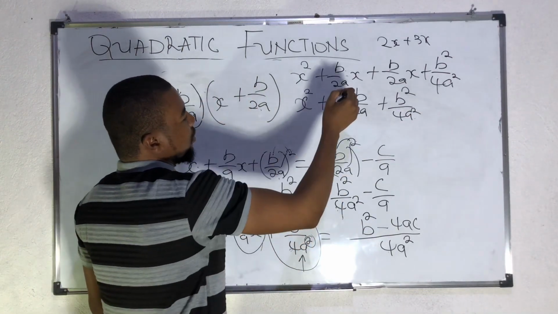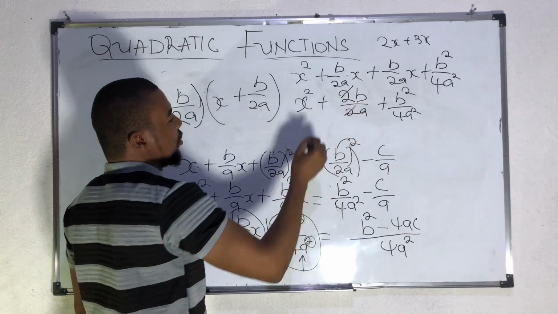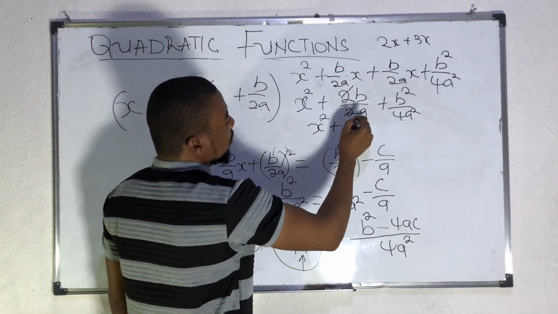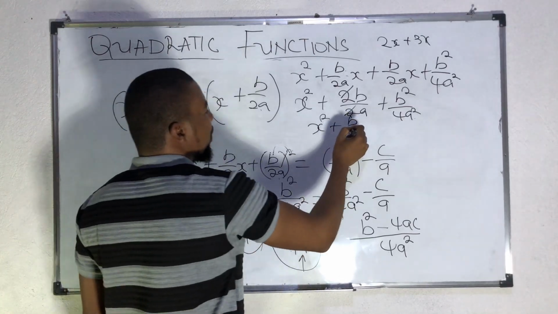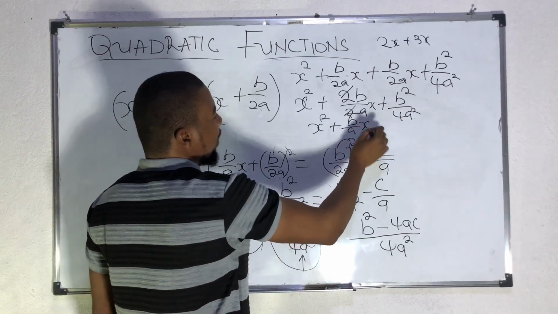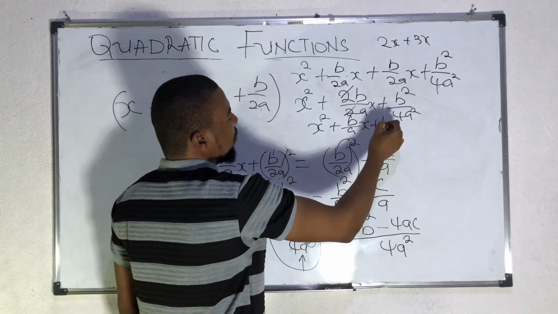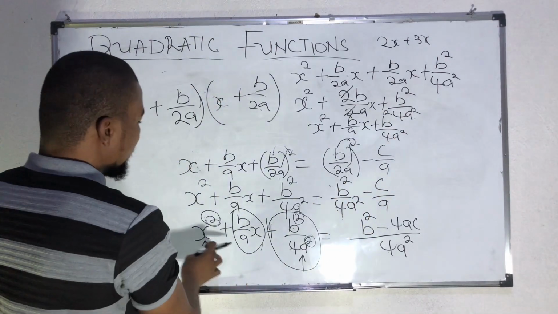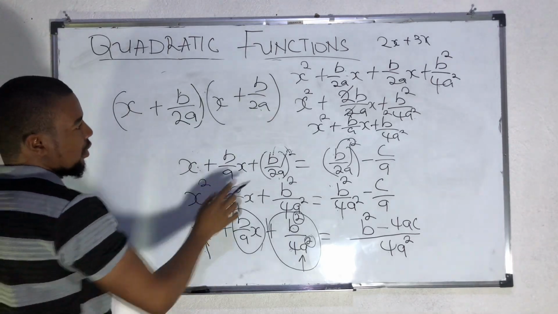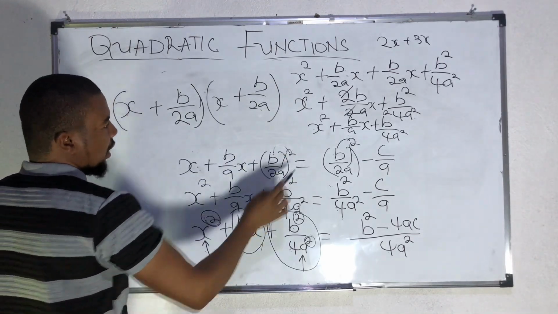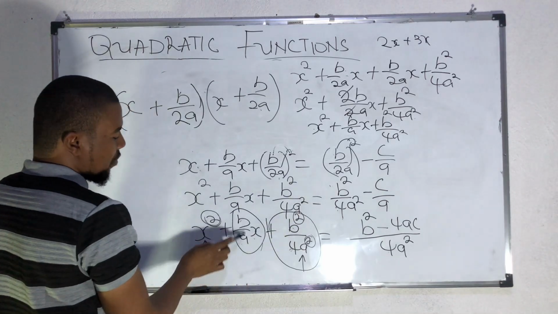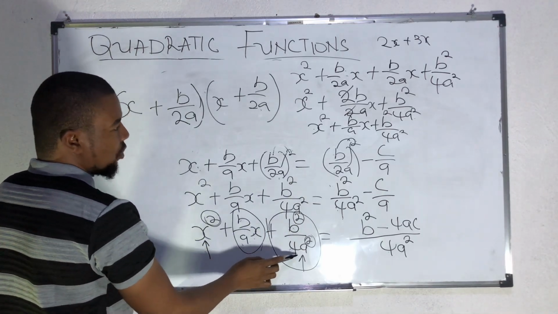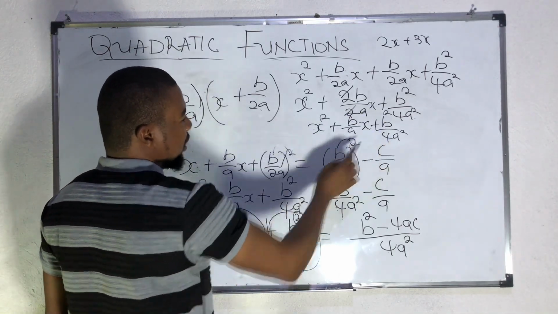Okay, now if you look at this, the 2 and the 2 can cancel. What do you have left? x squared plus b over a x, plus b squared over 4a squared. And this is also the same thing that we have here. We have an x squared here, b over 2a x as we have here, plus b squared over 4a squared.